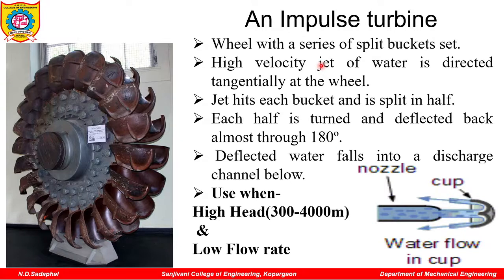Now generally this impulse turbine is used for high head. When water head is high, the water reservoir level from the ground or from the turbine surface is up to 300 to 400 meters. Then this impulse turbine can be used. Means the water reservoir level is higher and your turbine is at a lower level. This distance is 300 to 400 meters; by mistake 4000 is written.